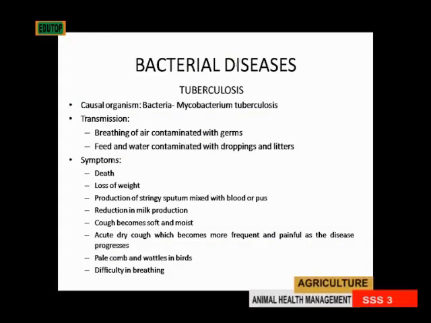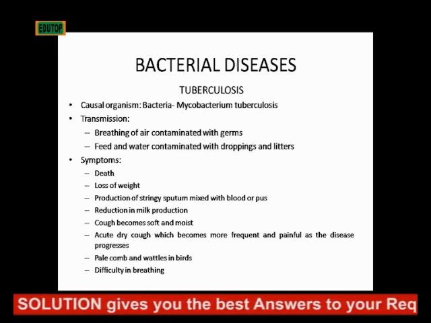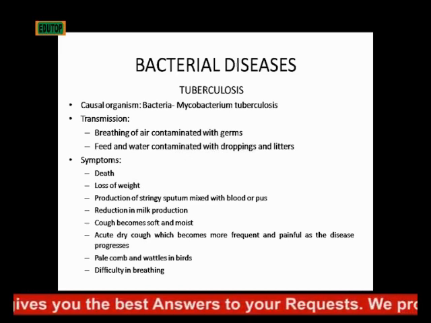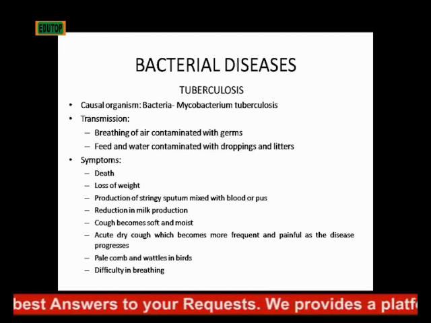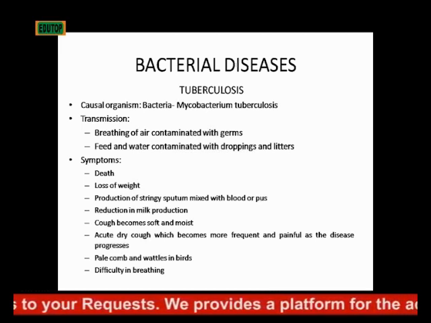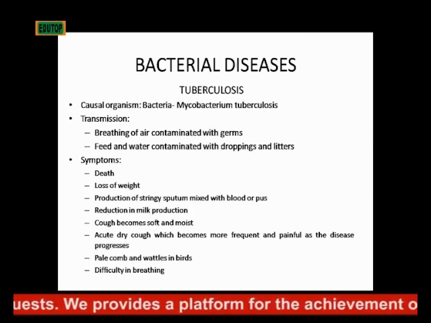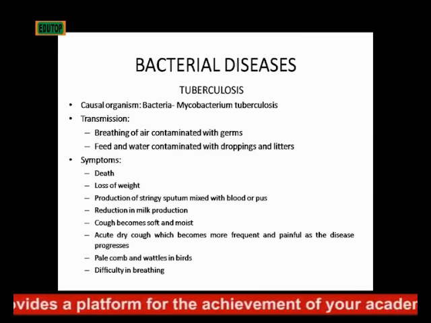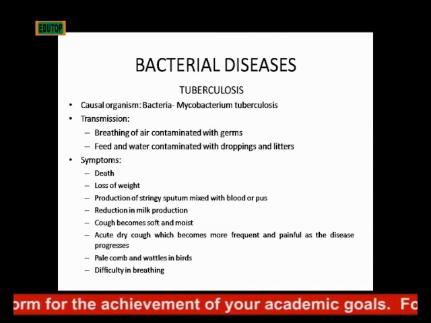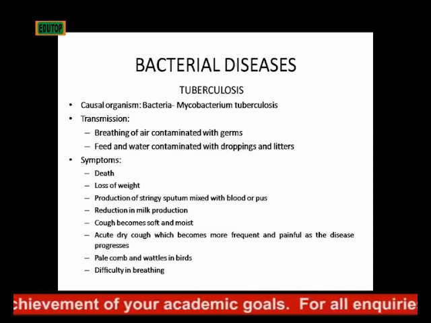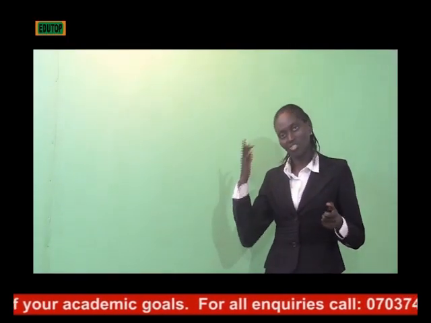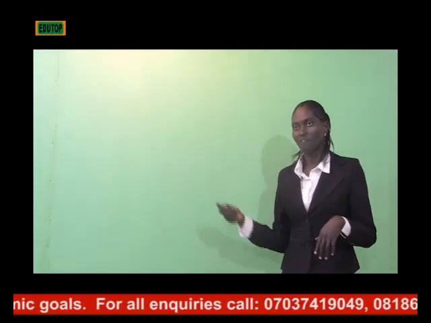Now we move on to talk about bacterial diseases. The first is tuberculosis. Tuberculosis is the first bacterial disease I'll be talking about, and it's caused by a bacterium called Mycobacterium tuberculosis. Mycobacterium tuberculosis is the causal organism of tuberculosis, and the mode of transmission is by breathing air contaminated with germs. Once the animal breathes in contaminated air, it can be infected.